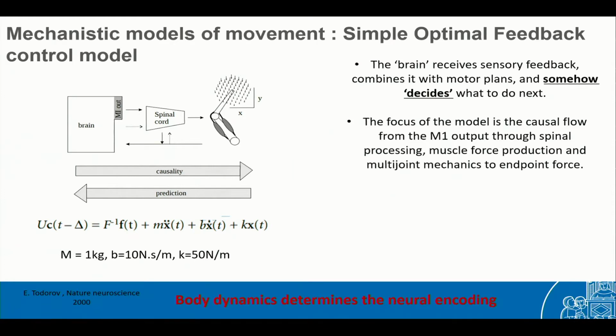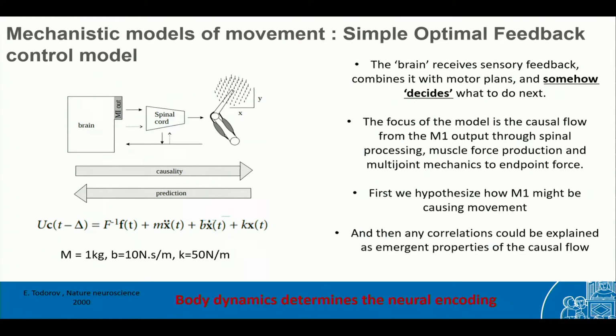Of course, the focus of this model, as I said, is the flow from the cortex output that goes to the spinal cord and can control muscle force production. We should also consider that this is applied to a complex structure like the arm, which is a multi-joint mechanism needed to reach the target point. First they hypothesized how the motor cortex might be causing this movement, and then they created a correlation that could explain the emerging property of this causal flow.